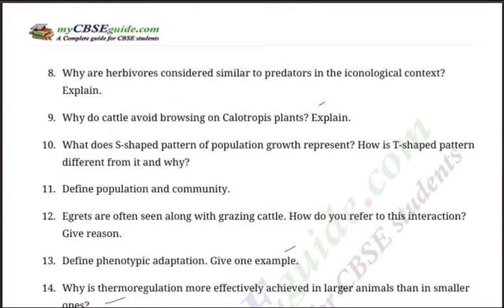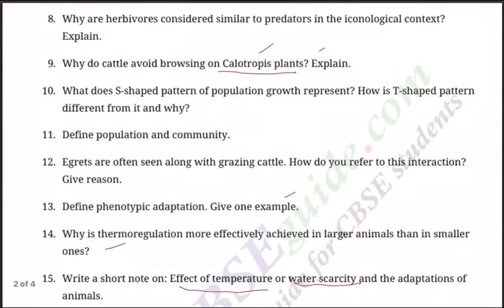Question number 9. Why do cattle avoid browsing on calotropis plants? Explain. Again, it is self-defense, adaptation, calotropis plants. And question 10, it's based on the graph, population exponential graph. What does S-shaped pattern of population growth represent? How is a J-shaped pattern different from it and why? So here we are going to talk about the exponential growth of the population and the limited growth of the population and compare graphically. Okay, recollect the graph that we have drawn in our regular video tutorials. Question number 11, define population and communities. This is a knowledge-based question.